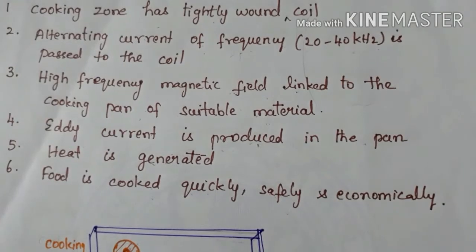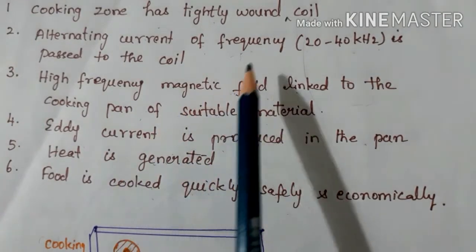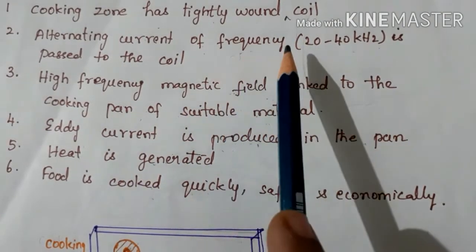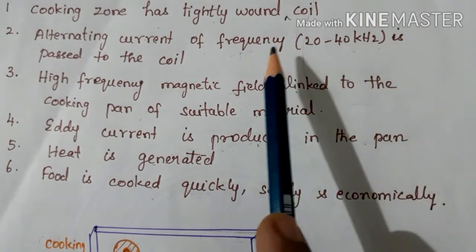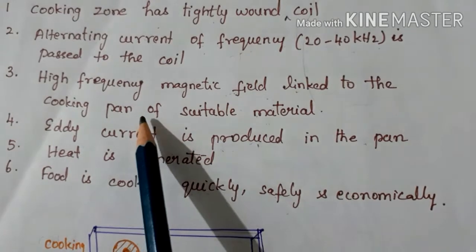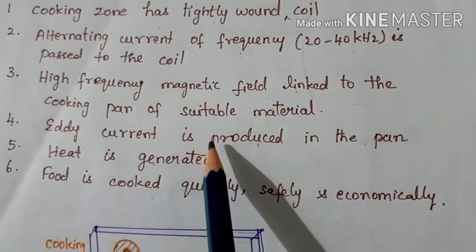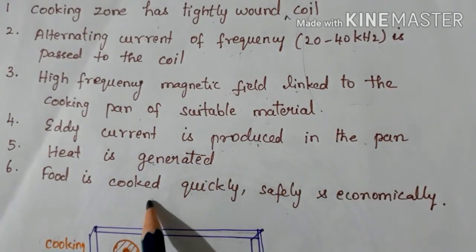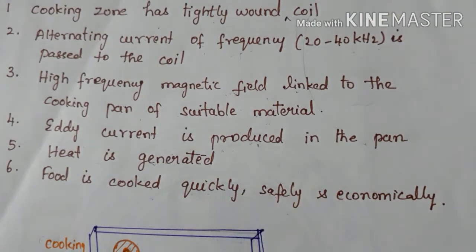Right, now we will quickly recollect what is given here. You can pause the video and note down. Cooking zone has a tightly wound coil. Alternating current of frequency 20 to 40 kilohertz is passed to the coil. High frequency magnetic field is linked to the cooking pan of suitable material. Eddy current is produced in the pan. Heat is generated. Food is cooked quickly, safely and economically.